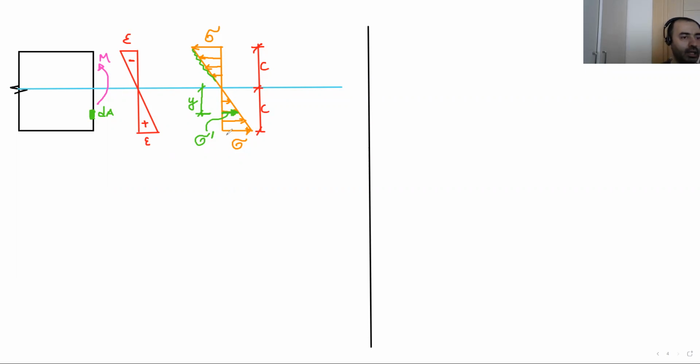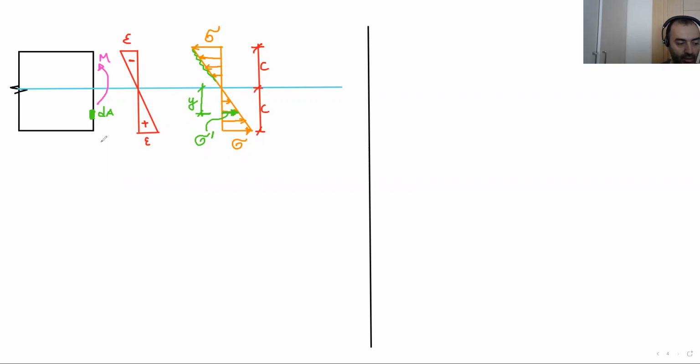Okay, we will do this. This is a linear stress distribution. It starts from negative maximum, goes to 0, and then goes to positive maximum. The stress change is like a triangle. It's like a triangle.